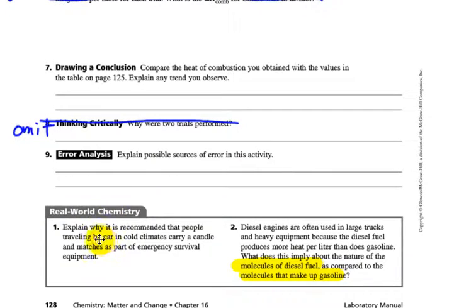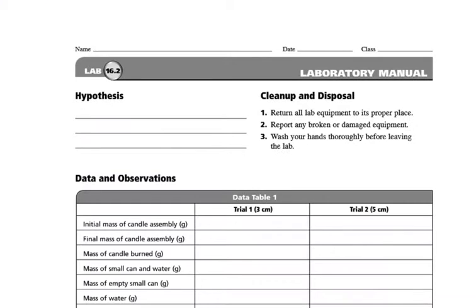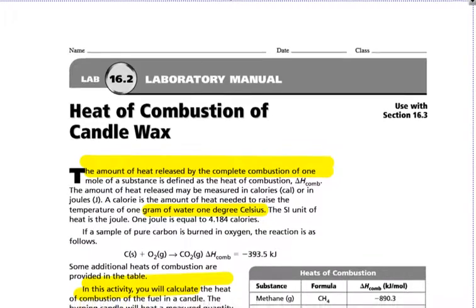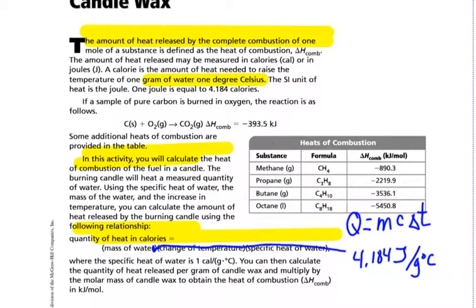The real-world chemistry, explain why it is recommended that people travel by car in cold climates carry a candle and matches as part of an emergency survival equipment. And then 2, diesel engines are often used in large trucks and heavy equipment because the diesel fuel molecule produces more heat than gasoline. So knowing that diesel fuel produces more heat than gasoline, what does this imply about the nature of the molecules of diesel fuel compared to that of gasoline? Okay, so you should be able to answer that by looking at the trend you observed in the previous question and this chart here.